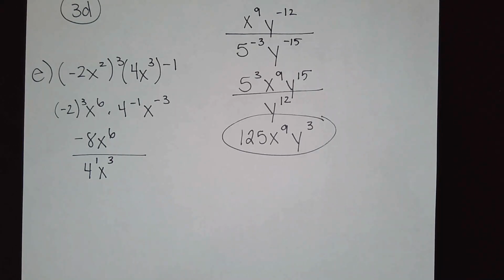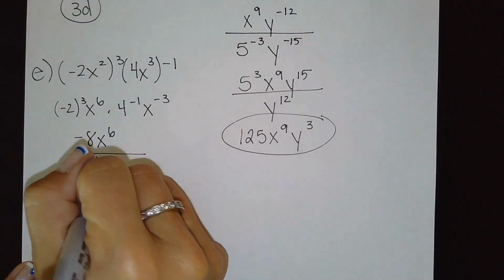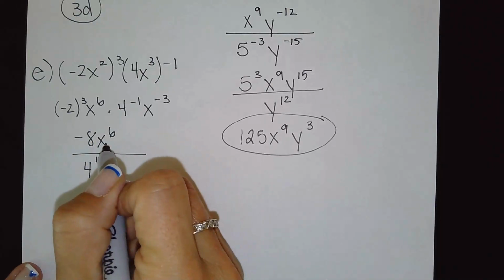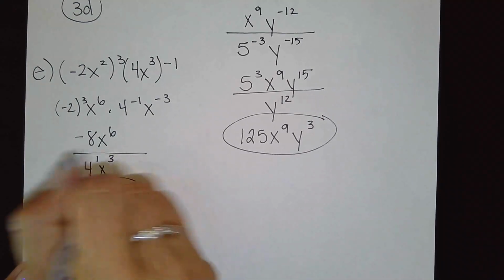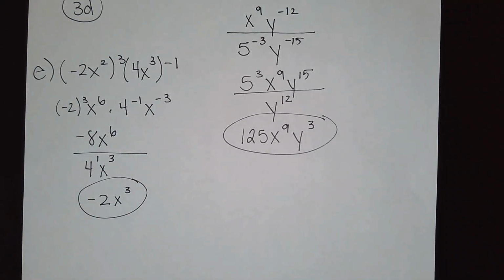Once I'm here, I'm comfortable again, right? I can just go ahead and start this division. So negative 8 divided by 4 is negative 2. I get x to the 6th minus 3, which is going to leave me with 3 x's, and that's it.